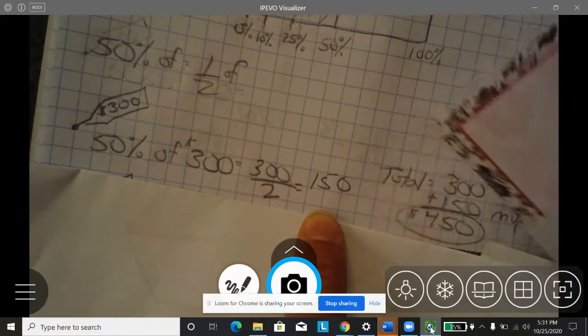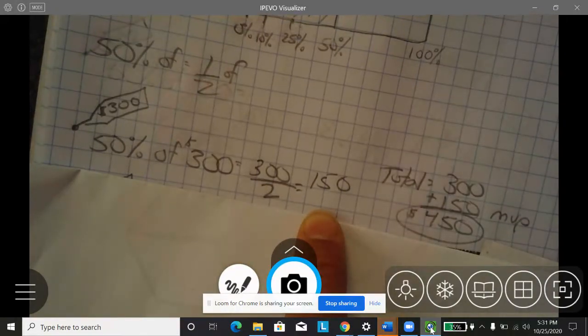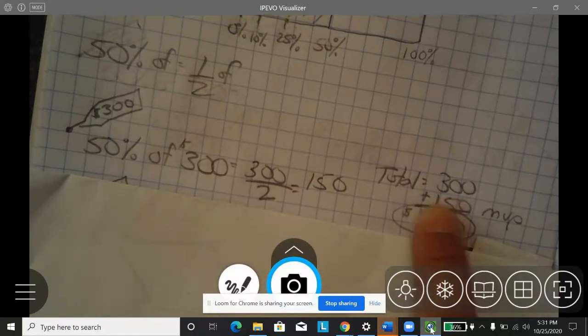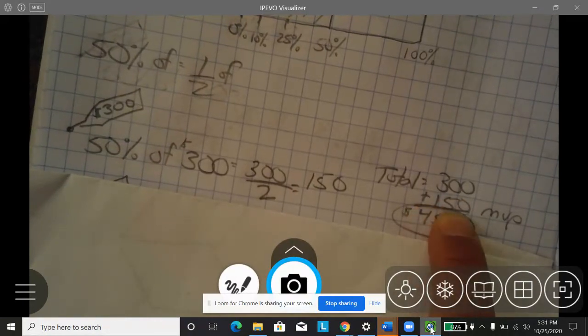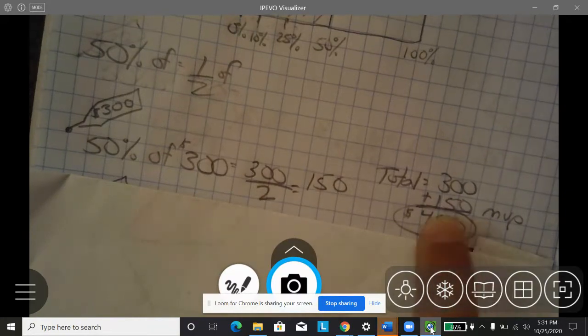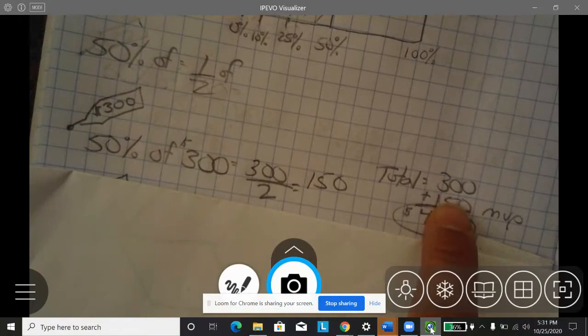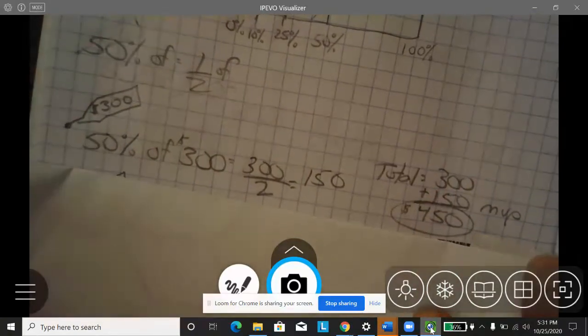So how much are you going to sell that item for in your store? You're going to obviously sell it for at least $300 because that's how much it costs you to make it. Then you're going to mark it up $150 so that you're actually going to sell it for $450. So you make a nice profit on top of what it costs you to make it.